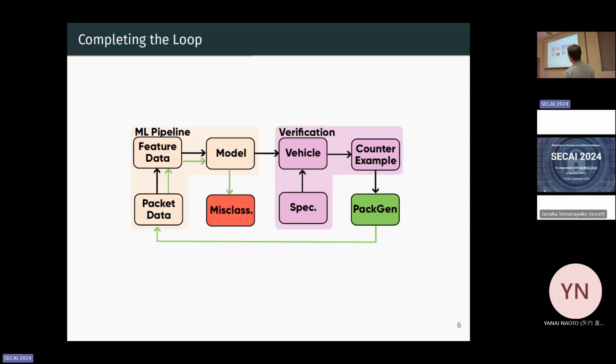So this is some packet data. You extract these features, and this is now your feature space. You feed this into the model, and then we go over here. This could be used to model the features of the vehicle alongside the specification. This produces a counterexample, we use this counterexample in PackGen to generate the original packet data, and then we feed that through and we end up with a misclassification. So effectively, it's just completing this loop.